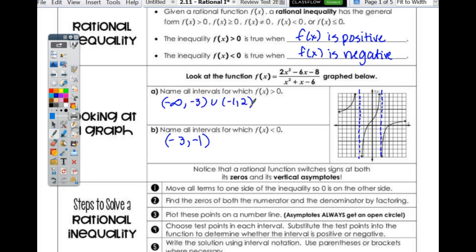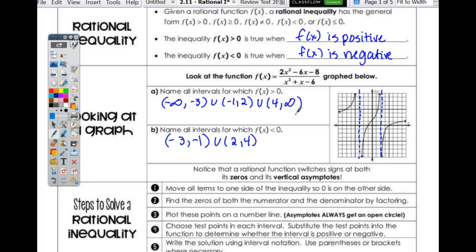And then I hit that vertical asymptote, and what happens? It goes negative until what number? Is that 4? So from 2 to 4. And then at 4, it hits the x-axis and becomes positive. So from 4 to infinity, it's positive.